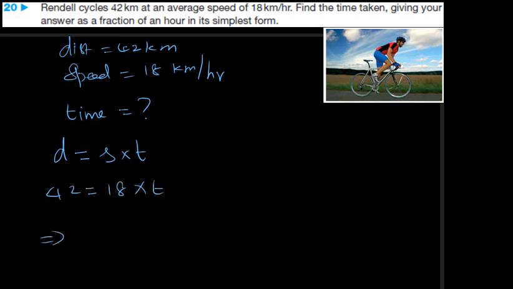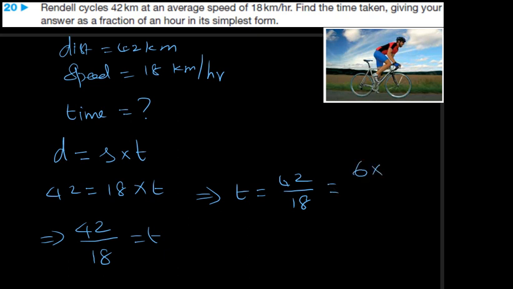Now we can bring this 18 to the left hand side, and it will become the denominator. Here 18 is multiplied with t, so while we are bringing it to the left hand side, it will become a divisor. 42 by 18 equals t. That implies t equals 42 by 18. We have to check in which table both the numbers are available. Both the numbers are available in the sixth table: 6 into 7, 6 into 3. So 6 and 6 we can cut. 7 by 3 is the answer.